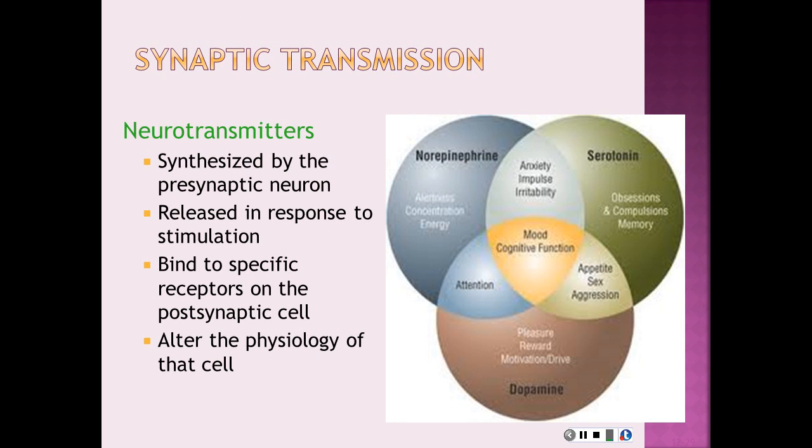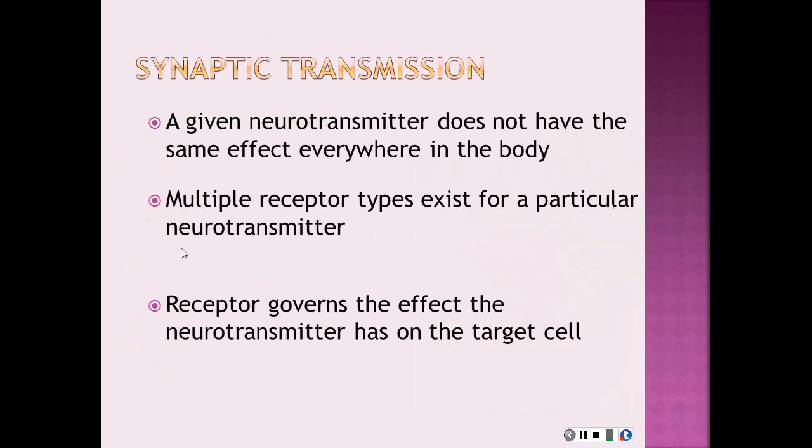Now, the neurotransmitters are synthesized by the presynaptic neuron. Then they're released in response to a particular stimulation. When they're released, they cross the synaptic cleft and bind to the receptors on the postsynaptic cell. With that, they're going to alter the physiology of that particular cell.